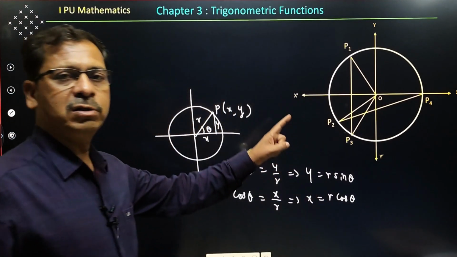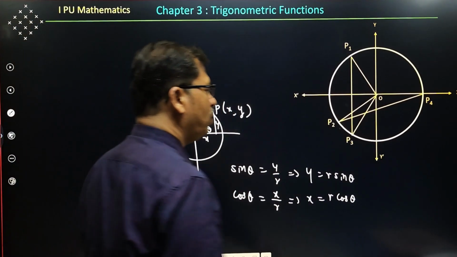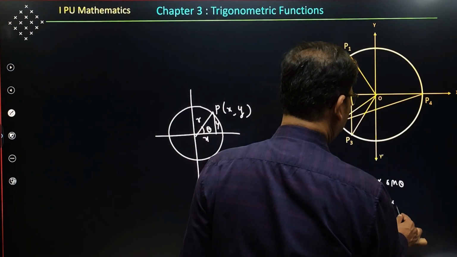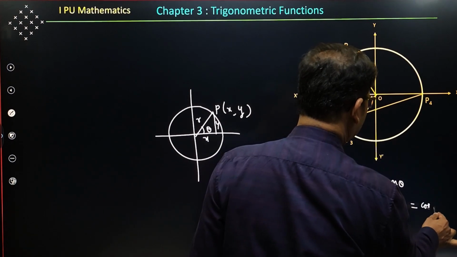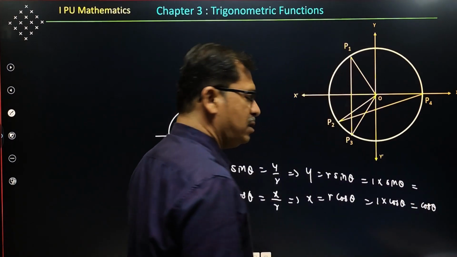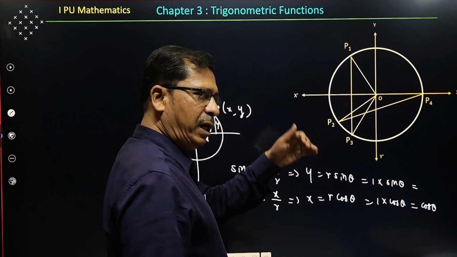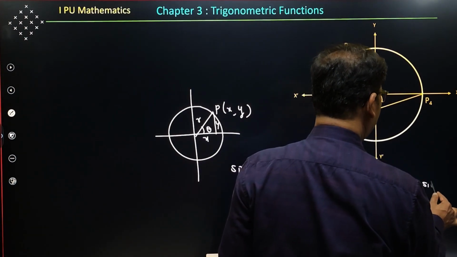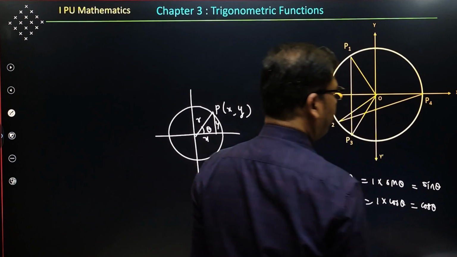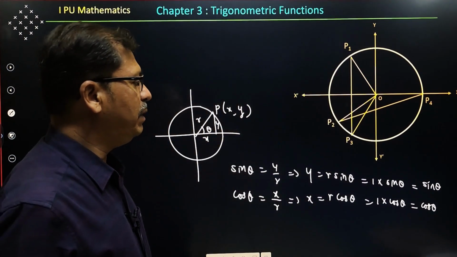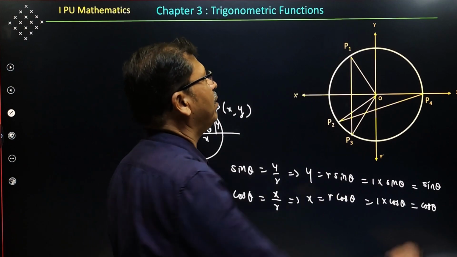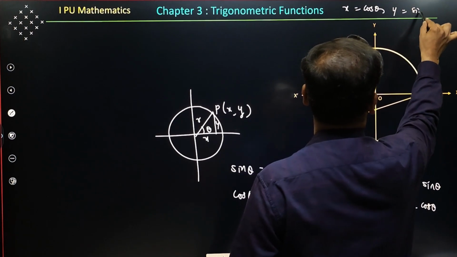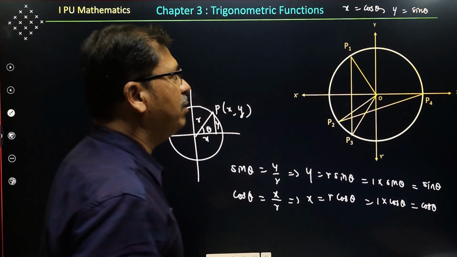In this case you have chosen a circle with unit radius, so r must be equal to 1. So this is 1 into sin theta, and 1 into cos theta. Please remember, wherever x is there, the x coordinate corresponds to cos of the angle subtended at the center, whereas the y coordinate corresponds to sin of the angle subtended at the center. Keep in mind x equal to cos theta and y equal to sin theta. This is my inference.